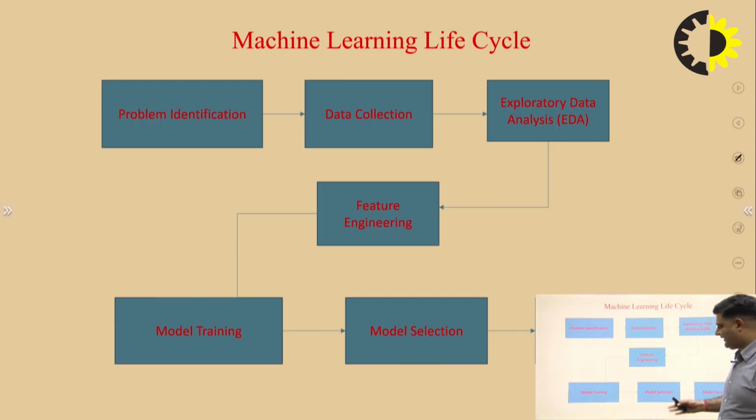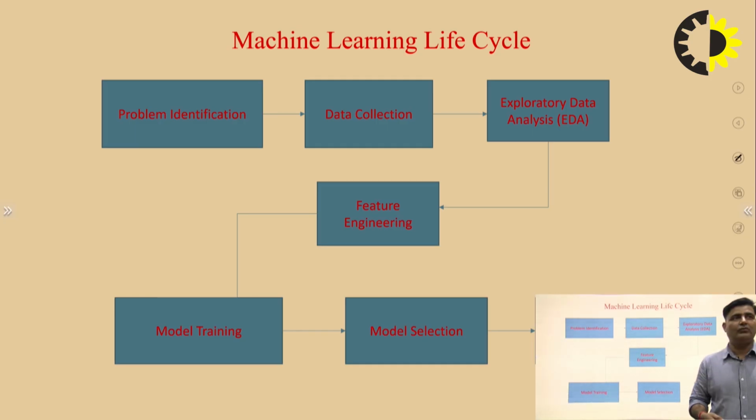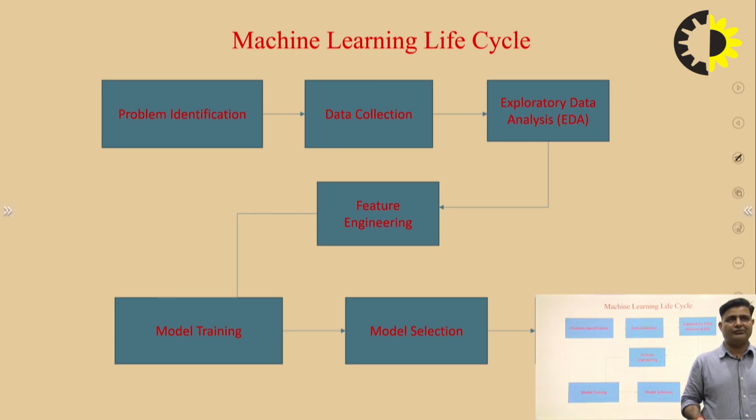Then we have the model training part. Before designing the model, we divide the data into two parts, the training part and the testing part. Then we have model selection. Then finally we find the accuracy of the model. This is the general overview of the life cycle of machine learning. In every problem we use this same ML cycle process.